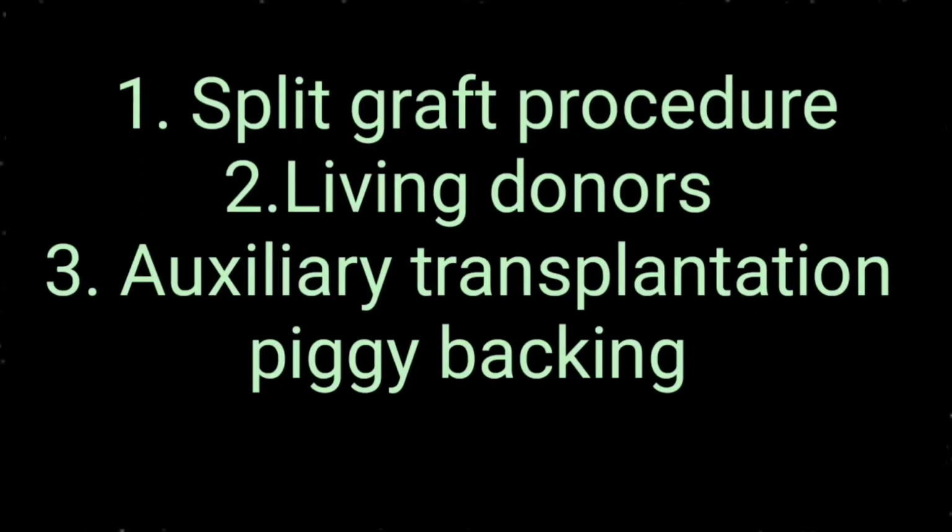The third procedure is called auxiliary transplantation. It is also called piggybacking, a graft placed alongside the native liver as a temporary measure. It is used only for reversible liver failure. If someone is suffering from reversible liver failure, which can be corrected by putting a small part of a liver alongside the native liver, also called piggybacking, it will restore normal liver function. So these are the three types of liver transplantation available.